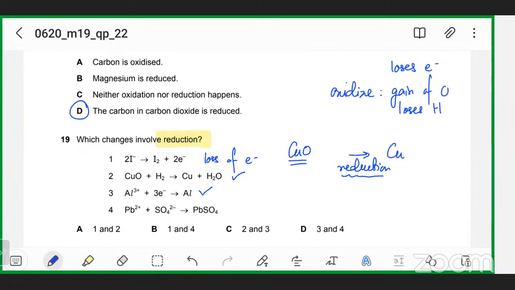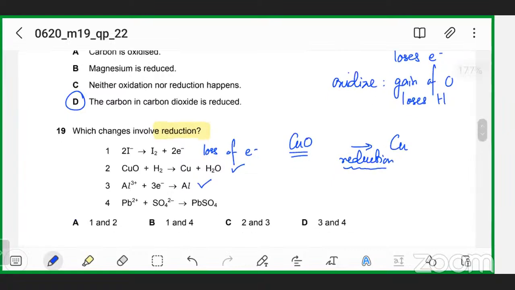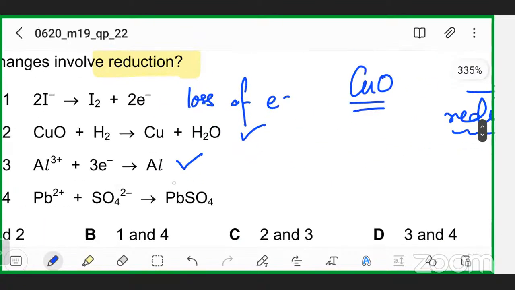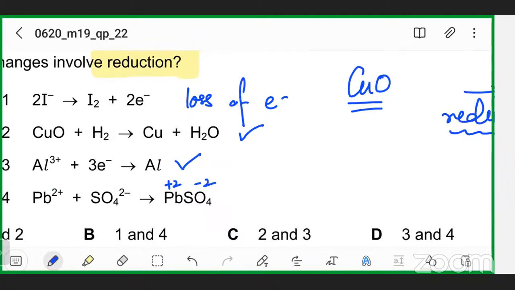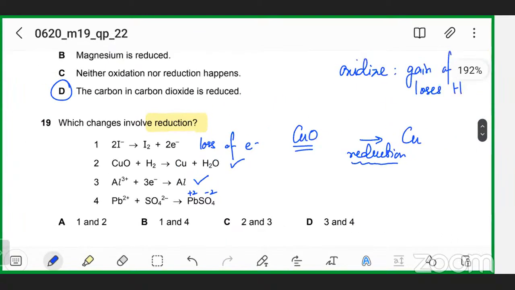3 is also fine. It's gaining electrons, right? Oh, my bad. I thought there was only one option. I didn't see there were multiple options. Sorry. Last one, nothing is happening because the charges remain exactly the same. Like in PbSO4, it's still plus 2 and minus 2. So nothing happens, right? So it's 2 and 3, right? Is this clear? Yes.